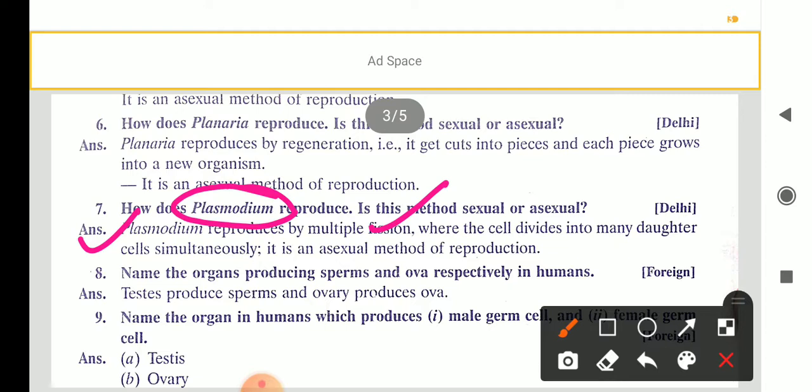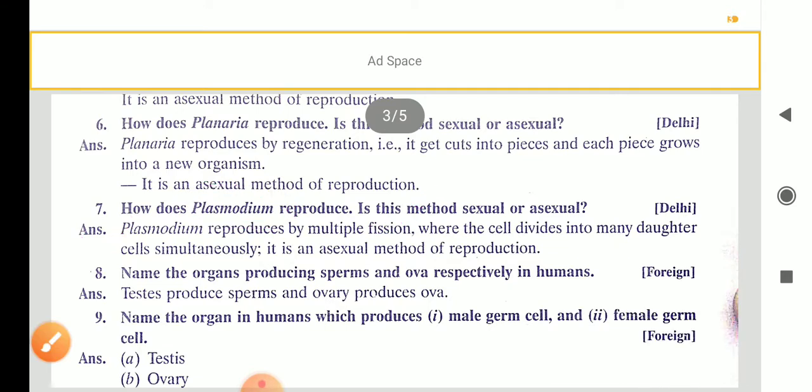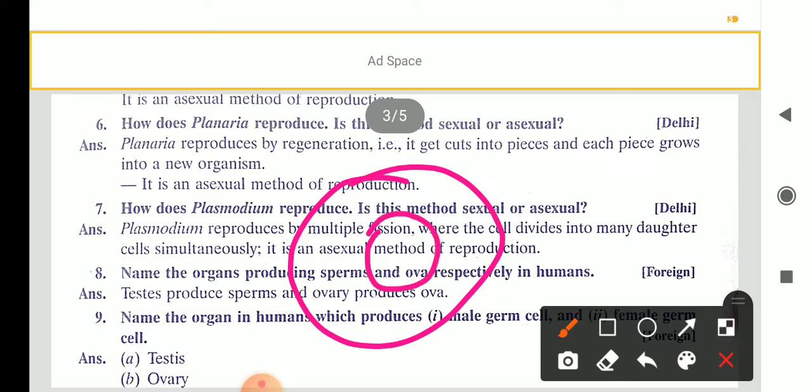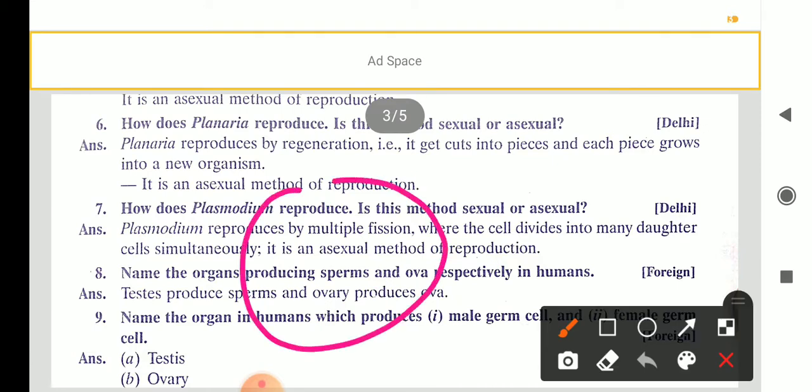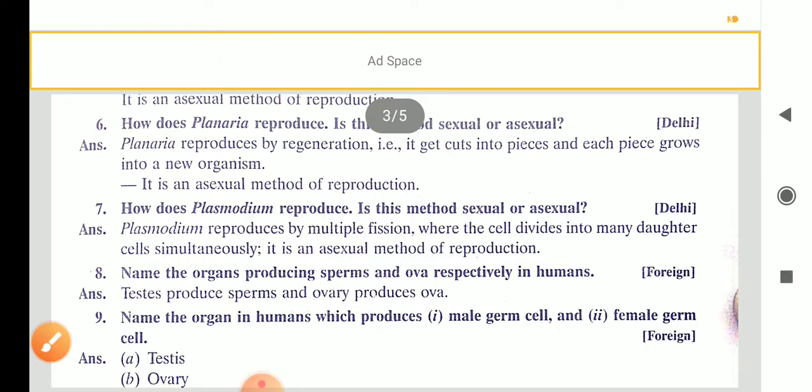Multiple fission takes place in the plasmodium. What happens in multiple fission? In multiple fission, the nucleus divides into two parts, then into four parts, and so on into many parts. The cytoplasm of the cell also divides into several parts, and a little cytoplasm collects around each nucleus. Finally, when the wall bursts, all the parts come out and grow into new individuals. This method is called multiple fission. Fission means breaking.